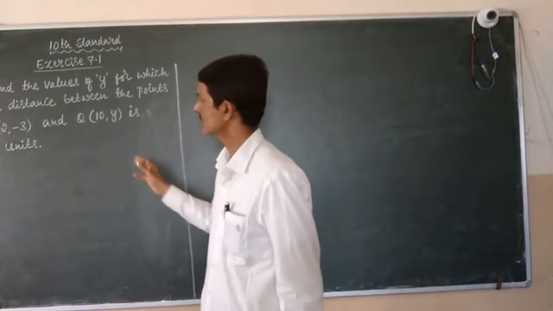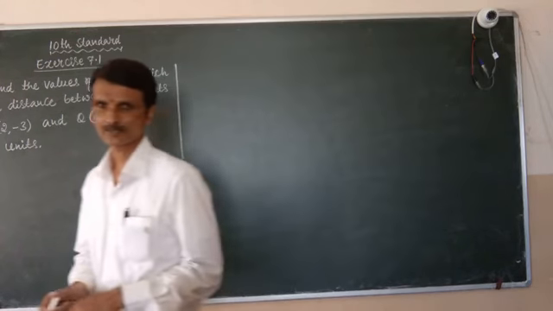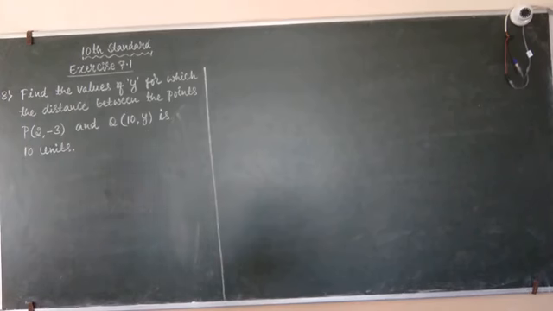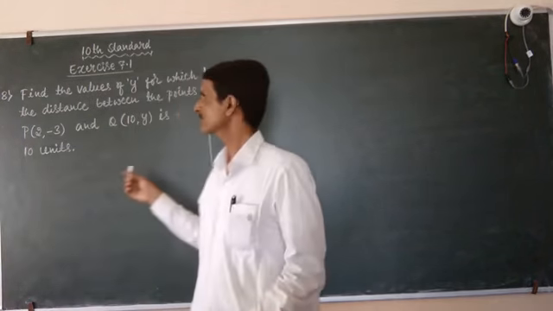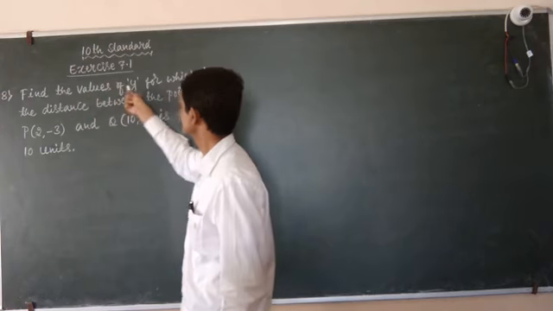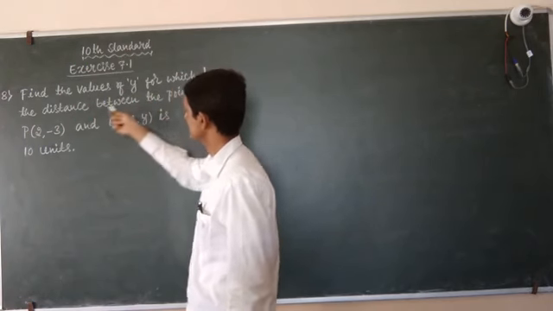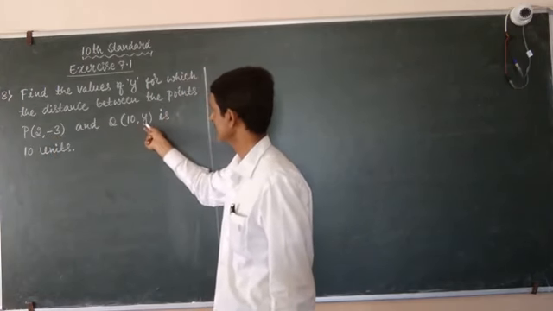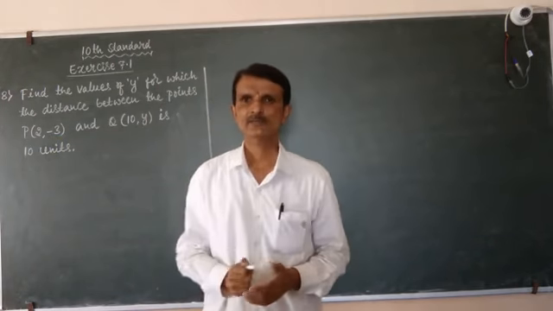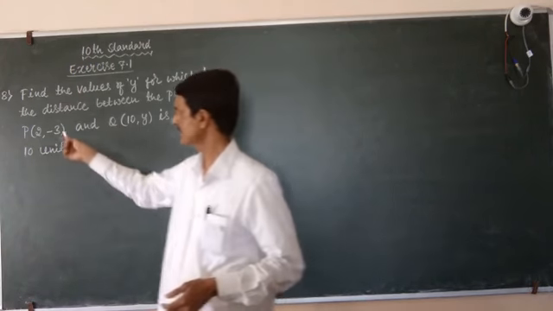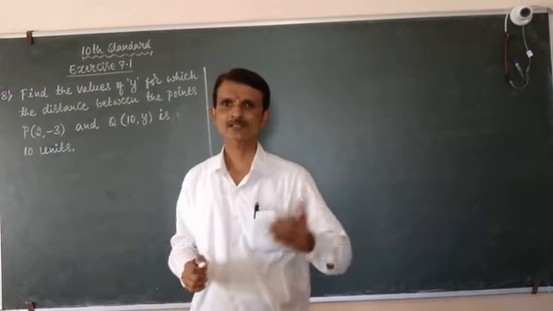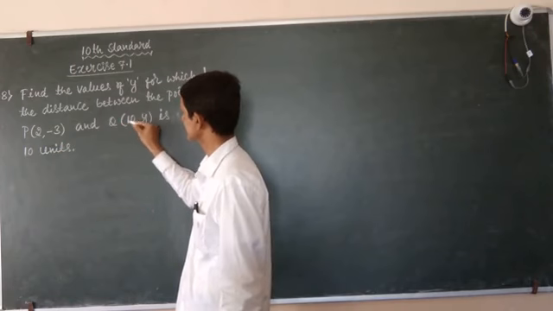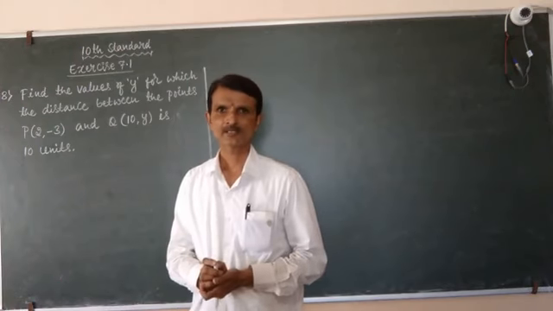Now students, observe another problem. I have taken this as the 8th problem. Find the values of y for which the distance between the points P(2, -3) and Q(10, y) is 10 units. In this problem they have given the distance between these two points, PQ, as 10 units. So what do we have to find out? We have to find the value of y in the coordinates of point Q.